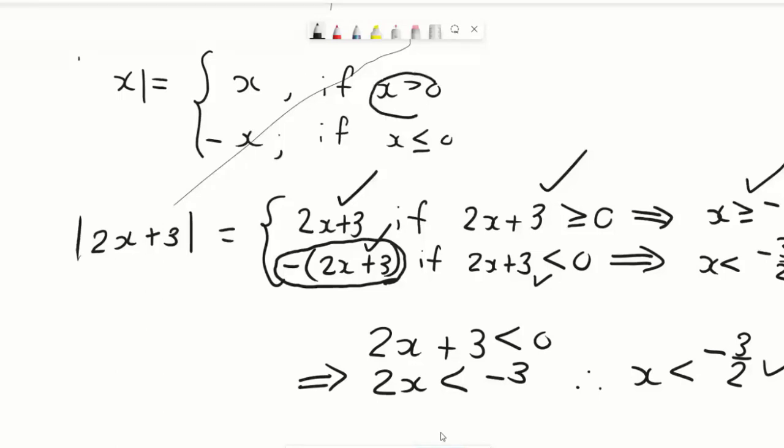It's a good question. The absolute value of x is equal to x if x is greater than or equal to 0, and equal to negative x if x is less than 0, or less than or equal to 0. You choose one or the other, okay? Thank you very much for that clarification.